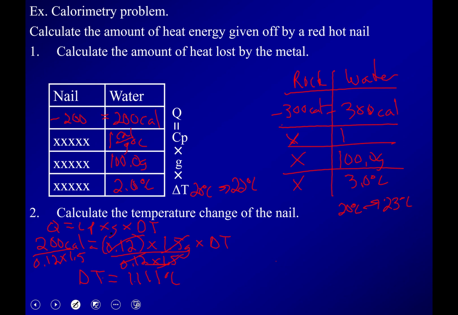So that nail got a little over 1,000 degrees Celsius, or that was at least the change in temperature of the nail, assuming it started at room temperature, about 20 degrees. It went up 1,131 degrees Celsius. That's about right. Bunsen burners can get pretty hot. All right, so that's how you do calorimetry problems.